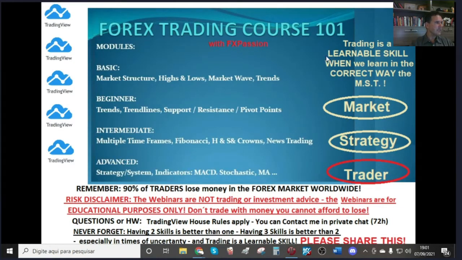Okay, so we need to learn in the correct way the three pillars, and if this is your first time, everybody, we are trying to do this in here with those modules. We are in the basic module: market structure, highs and lows, market wave, trends, and today's lesson number 8, how to properly build a chart with what we have learned so far for a better chance of success. USD JPY example. Remember, 90% of traders lose money in the Forex market worldwide.